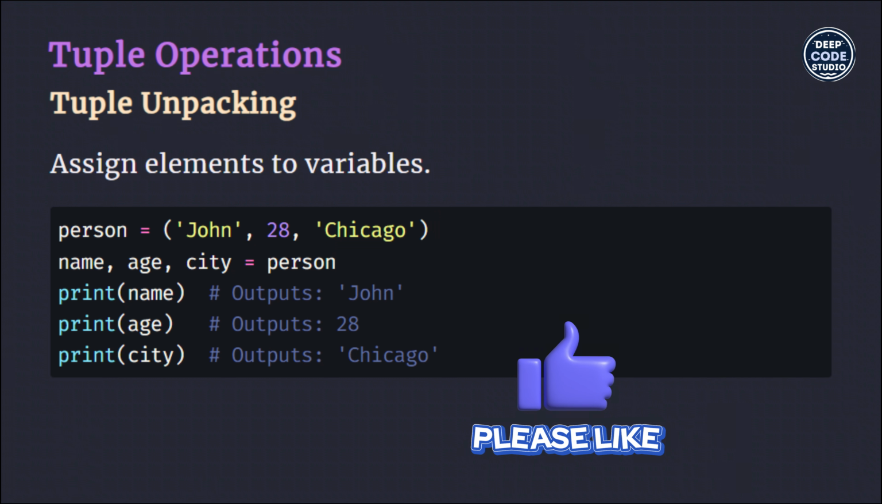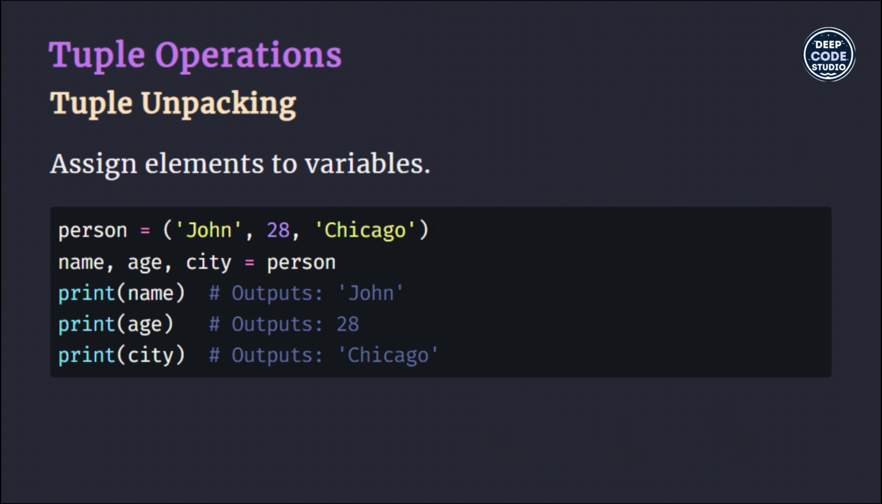And tuples can be broken down into individual variables, making it easier to assign values. So if my tuple is composed of 3 items, the first one is name, the second one is age 28 and the third one is his city, which is Chicago, then I can use the tuple unpacking feature as name, age, city is equal to person. So name will be assigned the first element from the tuple, age will be assigned the second element, and city would be assigned the third element.